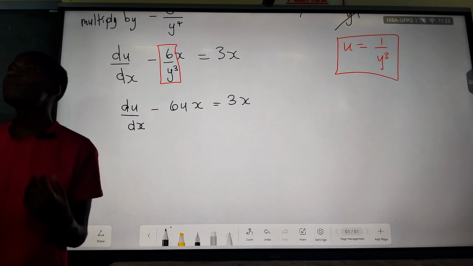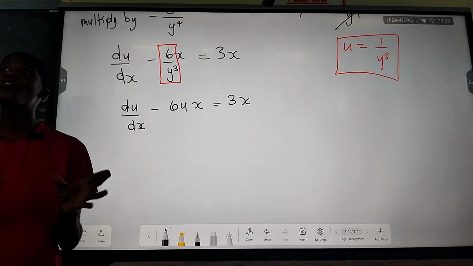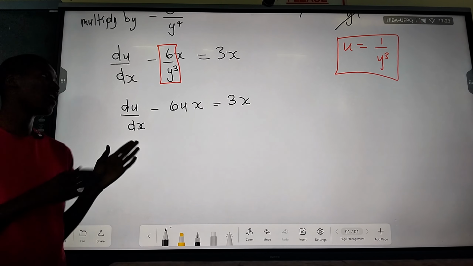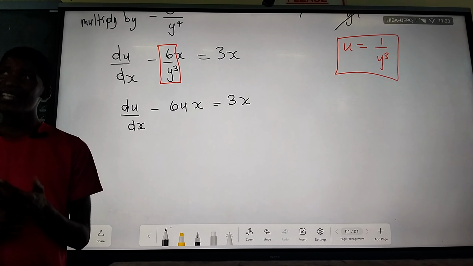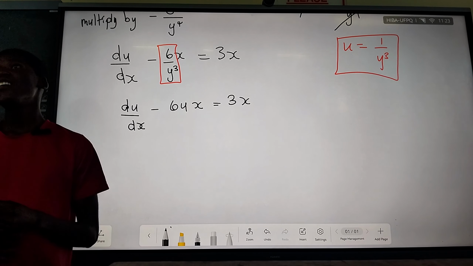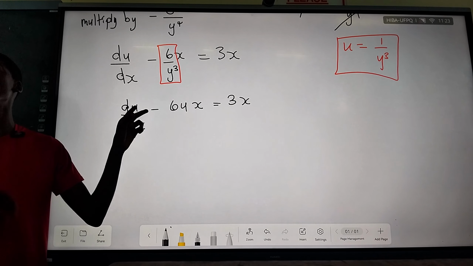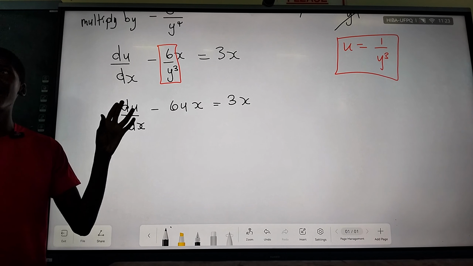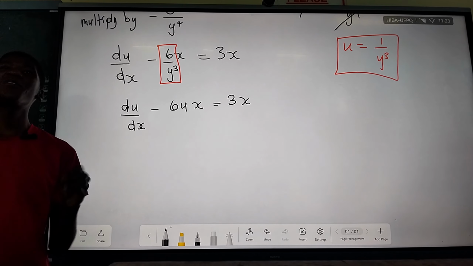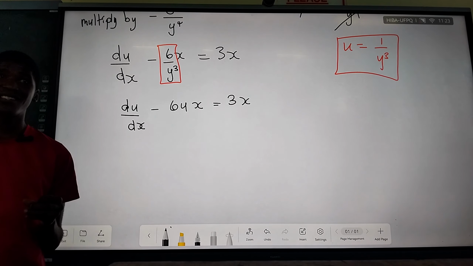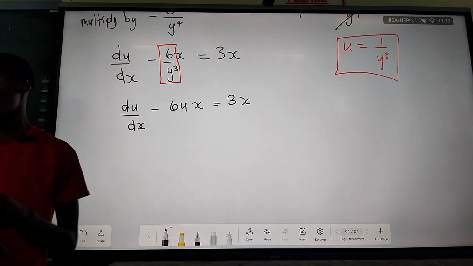So now, at this point, you treat u as y, right? Is this linear or is it not linear? Linear. So in this case our dependent variable is u. You are treating u as y, it's the same thing. So this is a linear differential equation. And how do we solve a linear differential equation? Integrating factor. You go back to how to solve a first order linear differential equation.